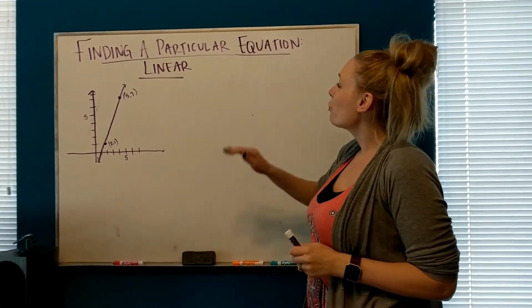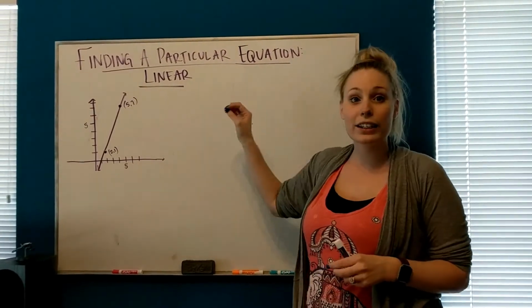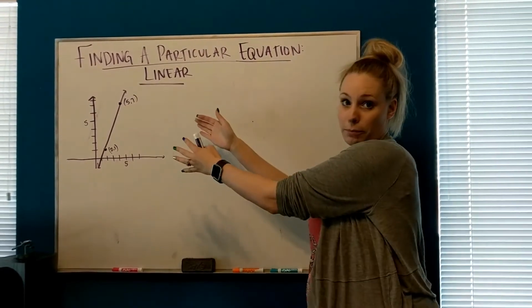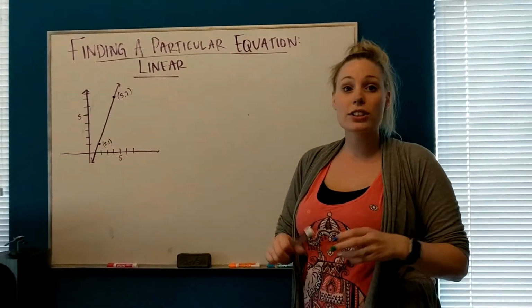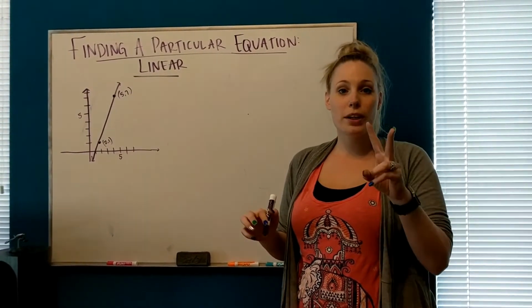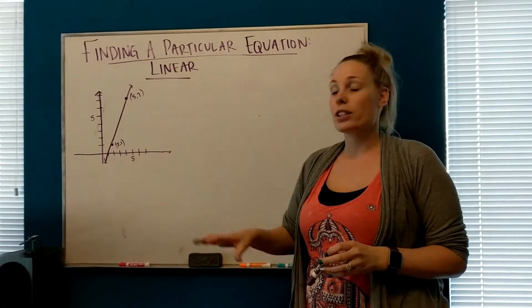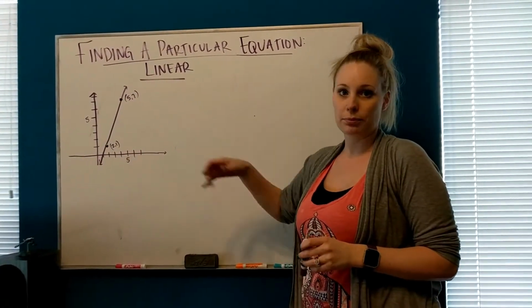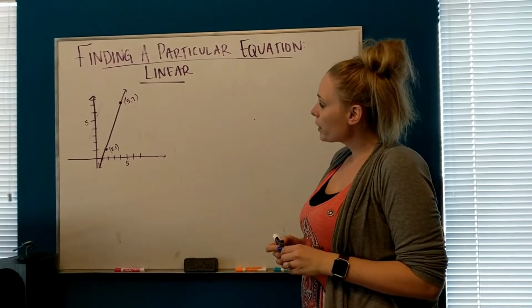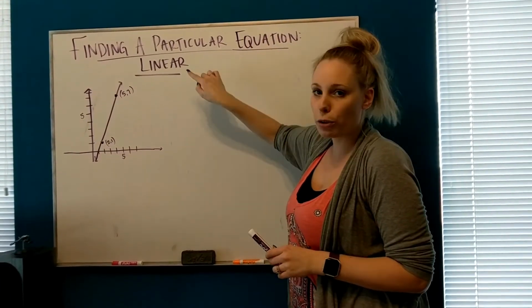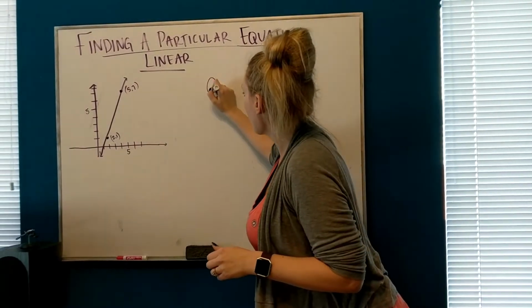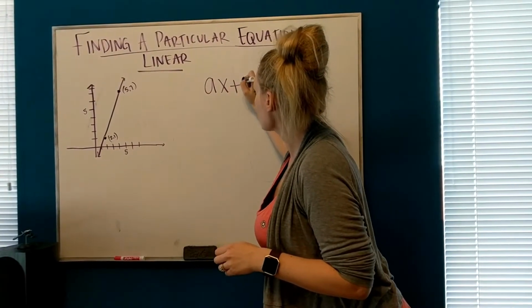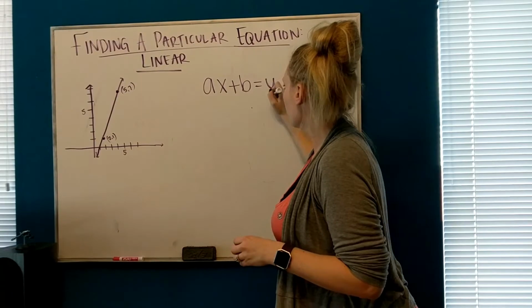Okay, so finding a particular equation of a linear function. We have a function here and we have 2 points. And for linears, that's all you need. If you have 2 points, you can find the equation that's going to map this. So the first thing you need to remember is, what is the general formula for a linear equation? Well, that's ax plus b equals y.